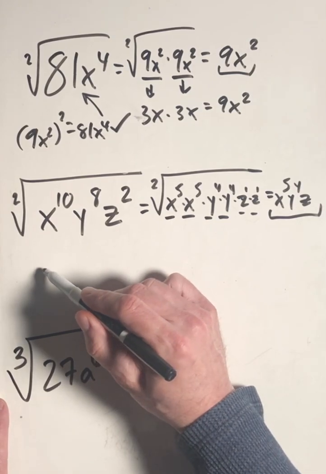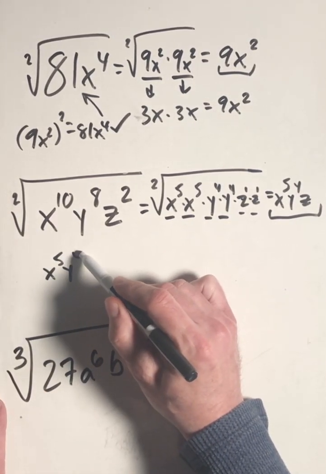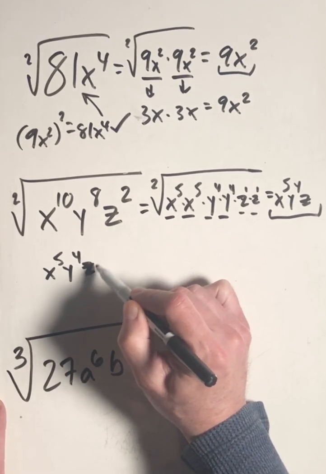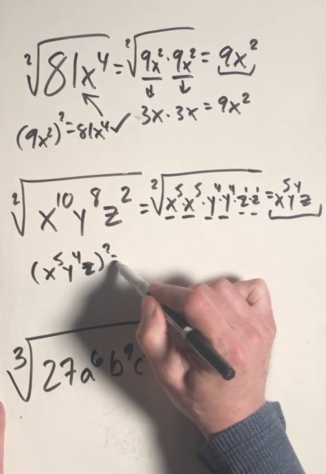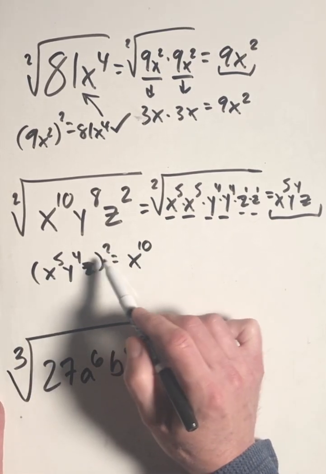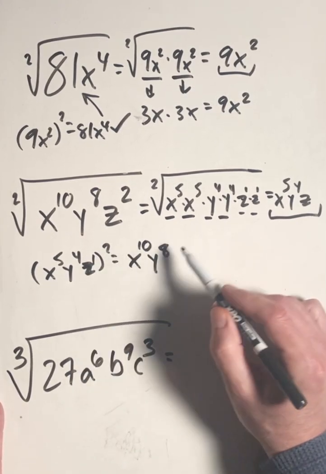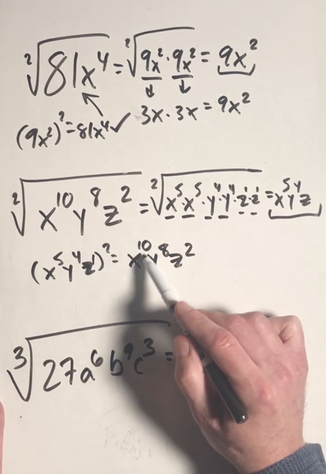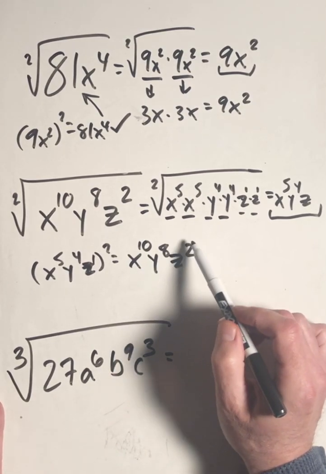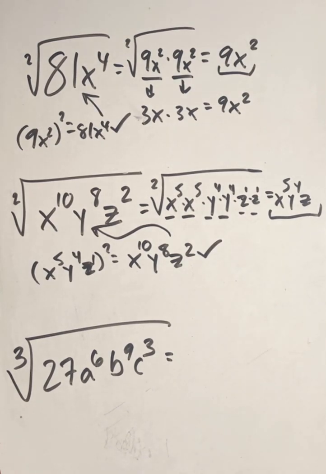We should always check these to make sure that we're right by raising this number to the power of the index. So x to the 5th squared is x to the 10th. Y to the 4th squared is y to the 8th. And z to the 1st squared is z to the 2nd. So x to the 10th, y to the 8th, z to the 2nd. That was my original radicand, so I know I'm correct.